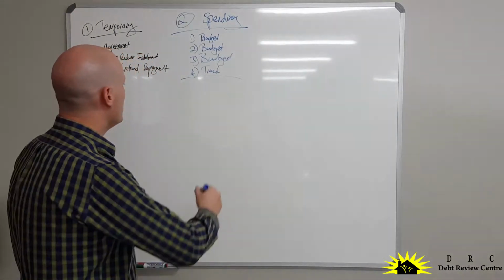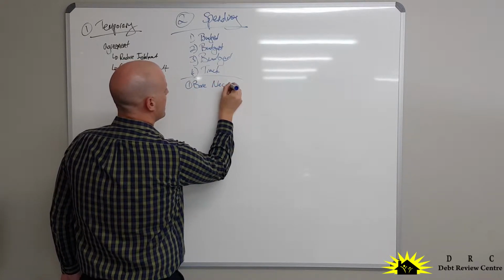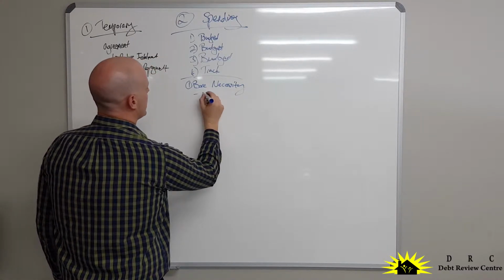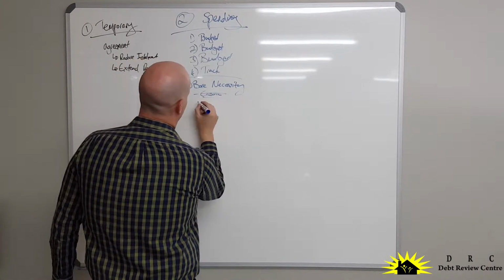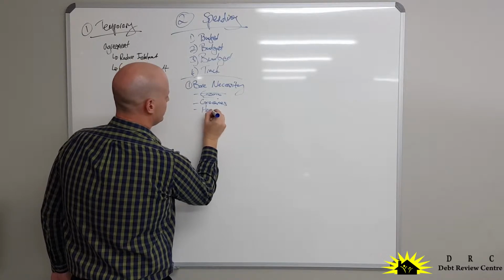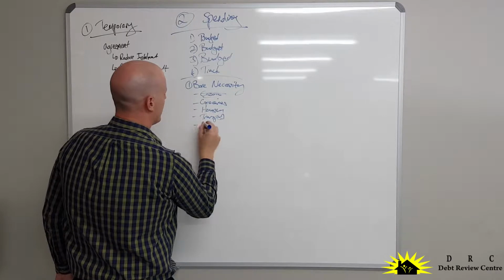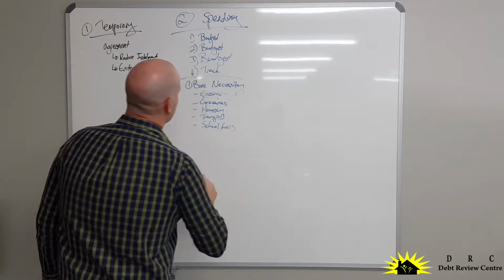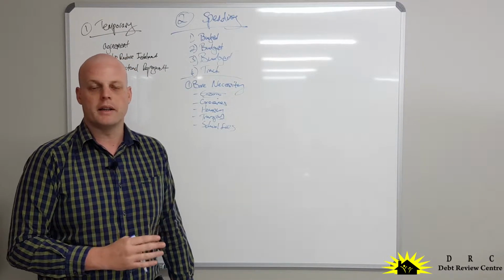We first look at what your bare necessities are. When I say bare necessities, I mean what you need to survive. So, obviously, things such as casino spending are not listed there. We need things such as groceries, housing, transport, and, for example, school fees, if it's applicable. Things that you will list in your budget if you had to lose your job tomorrow: what will you need to pay every single month?